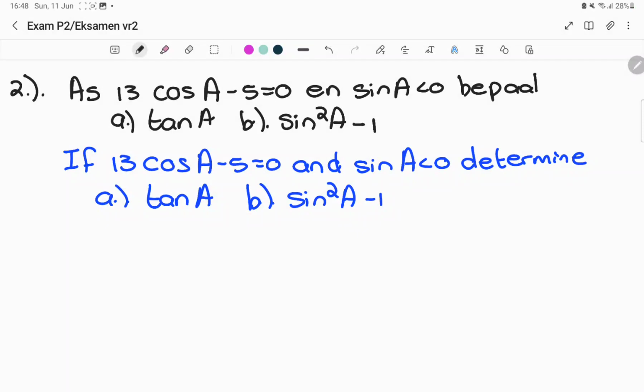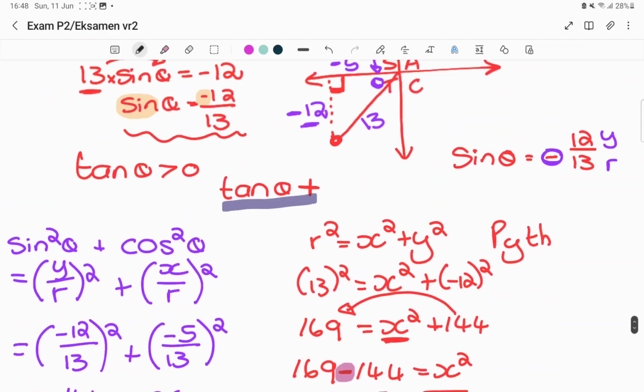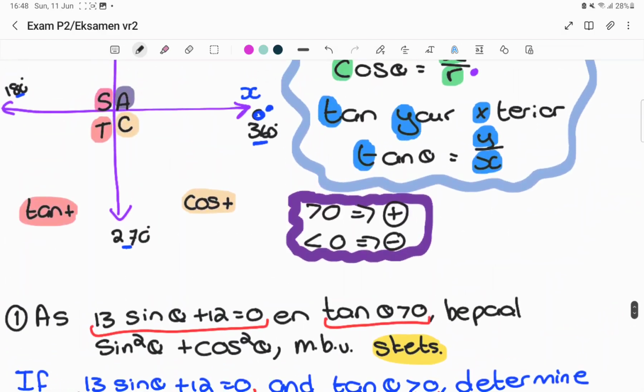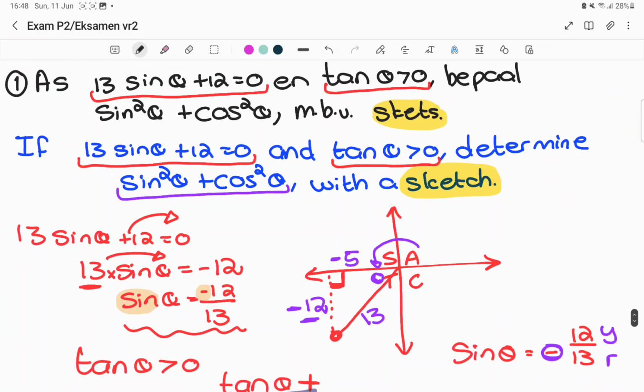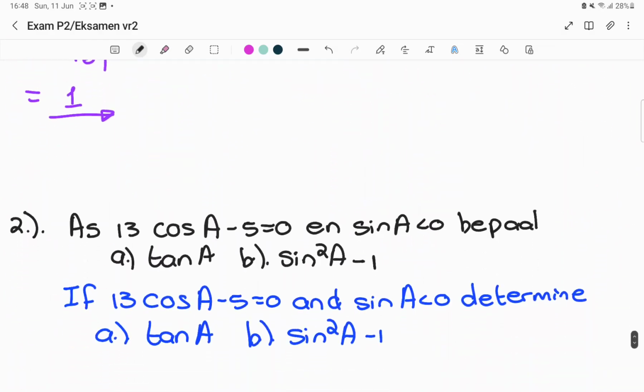Alright, welcome to part 5. So in part 5 we're going to do the exact same question or similar question we did in part 4, which is all about trigonometry in a quadrant. Hopefully you wrote down all of this information on the screen you're seeing right now, because this is the theory part you need to memorize. Let's go and have a look at my second question.